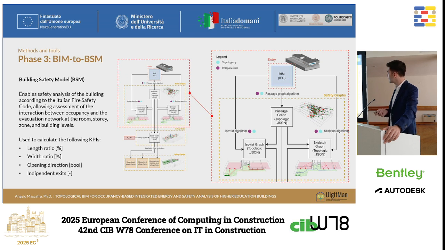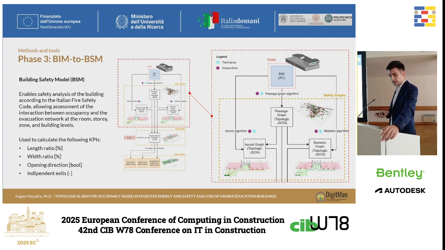In this case, we start with the IFC model, and we produce 3 different graphs. These are spatial graphs realized with TopologicPy. The first, the passage graph, allows for mapping all the passage relationships between the spaces, basically. The second is the ease-of-use graph that allows mapping all the shortest paths between doors of the spaces and final exit doors of the building.